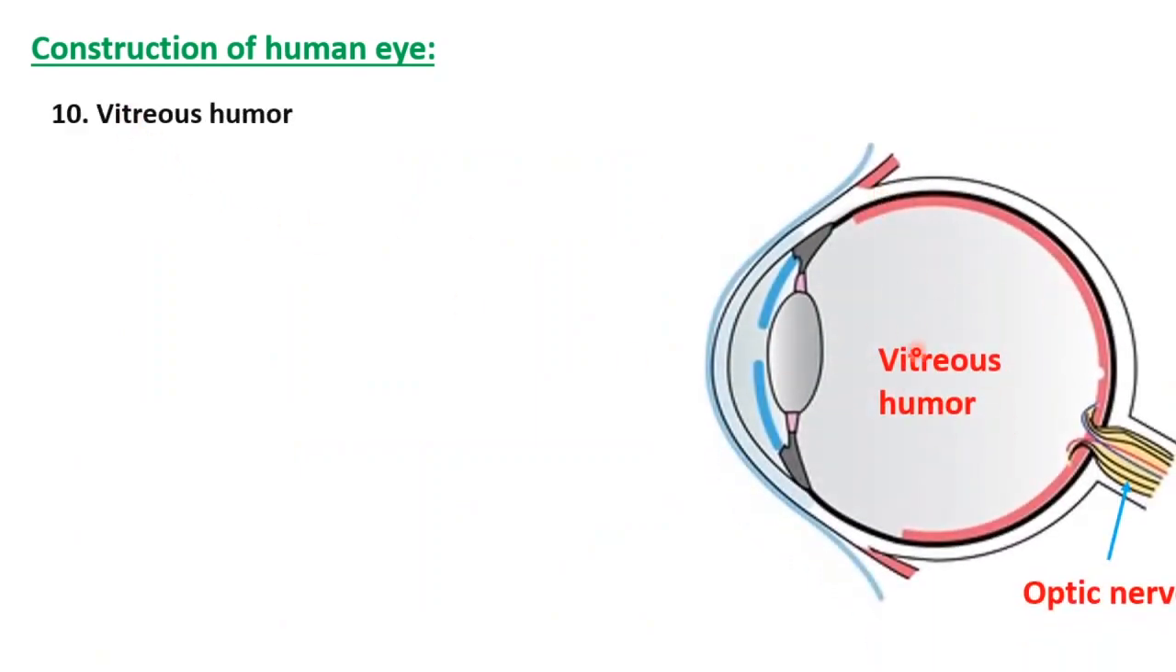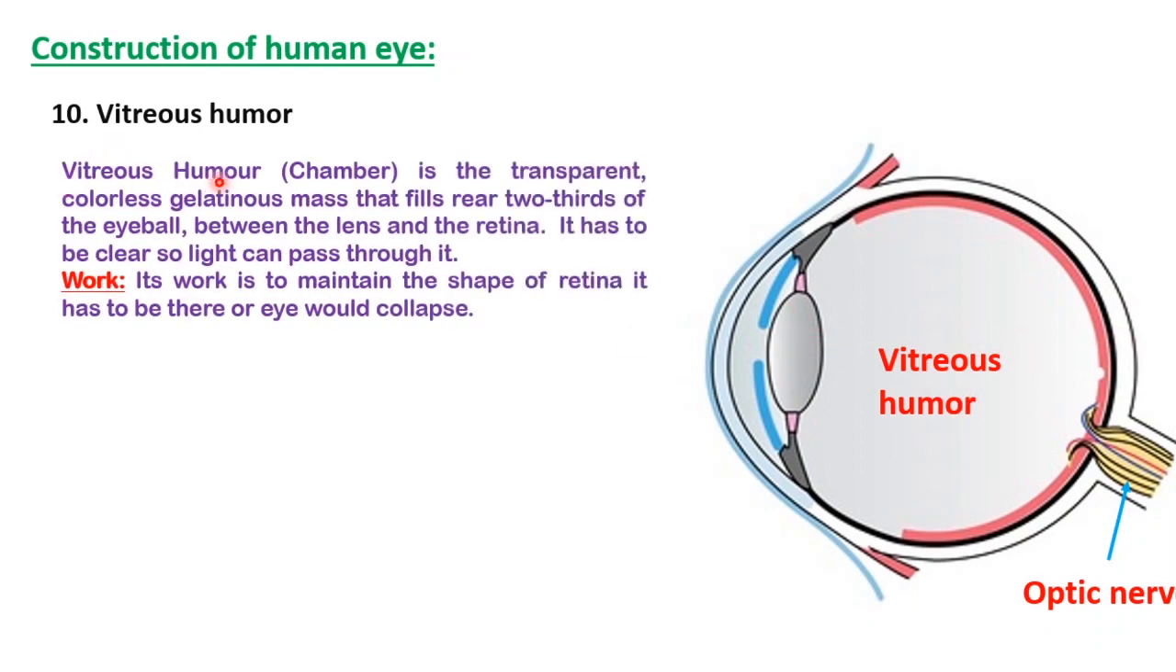Now next is vitreous humor. So this is vitreous humor. Vitreous humor is in between the lens and retina. Between lens and retina there is a jelly-like fluid which is called vitreous humor. It should be transparent so that light can pass through easily. Now, you can read the definition from here. So what is the work of this vitreous humor?